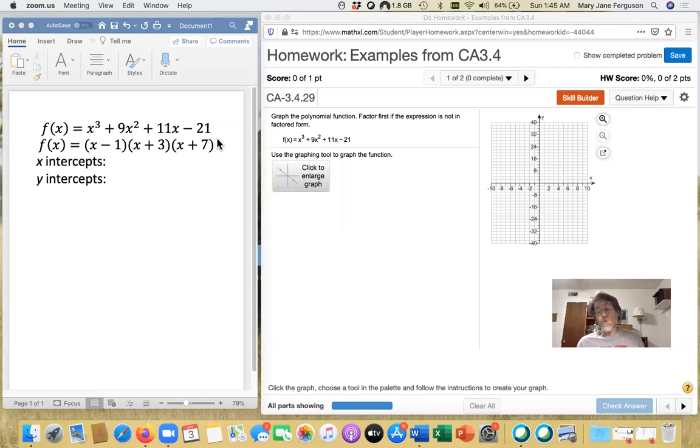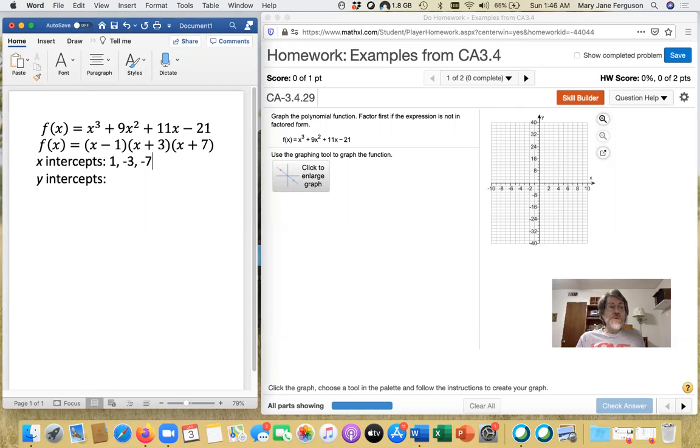Now, how does that help us graph? Well, for one thing, once a polynomial function is written in factored form, the x-intercepts are found by simply setting each one of the factors equal to 0. So I can easily tell what the x-intercepts of this graph are. They would be 1, -3, and -7. And those would represent points that I could plot on a graph very easily.